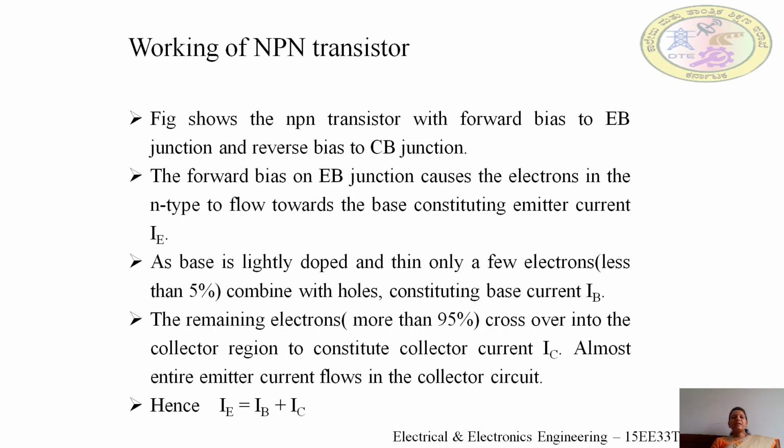And as the base is very lightly doped, only a few electrons, maybe less than 5%, combine with the holes, constituting the base current, IB. The remaining electrons, more than 95%, cross over into the collector region to constitute collector current, IC. So we can say that almost the entire emitter current flows in the collector circuit. Hence, we have this expression for the NPN transistor, IE is equal to IB plus IC.